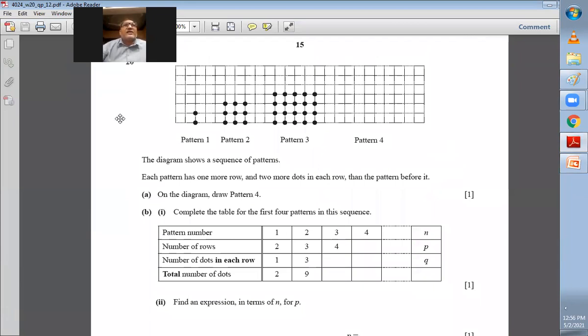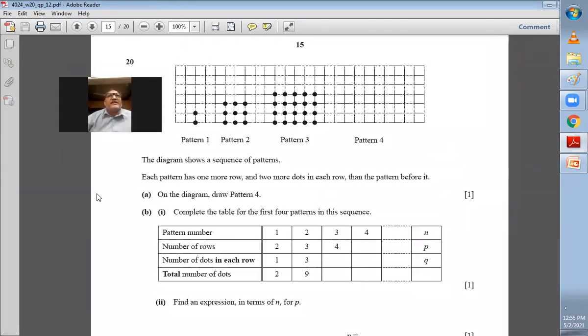The next question coming up on your screen, question number 20, says the diagram shows a sequence of patterns. Each pattern has one more row and 2 more dots in each row than the pattern before it. So in the first pattern, you can see there are 2 rows. In the second pattern, you have 3 rows. In the third pattern, you have 4 rows. And in the fourth pattern, I will have 5 rows.